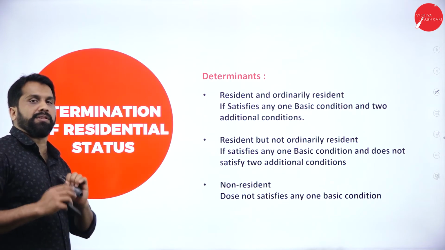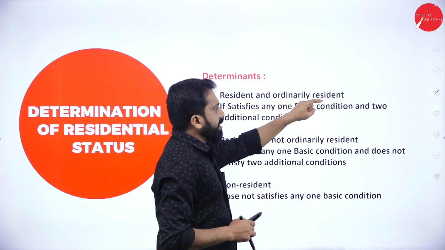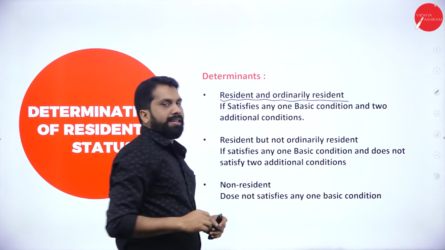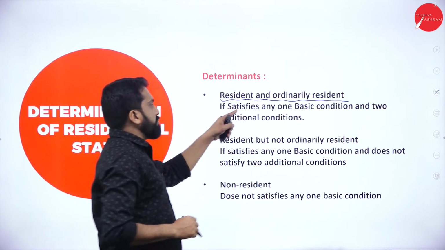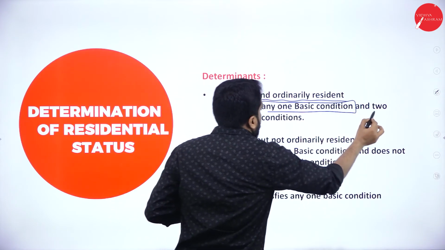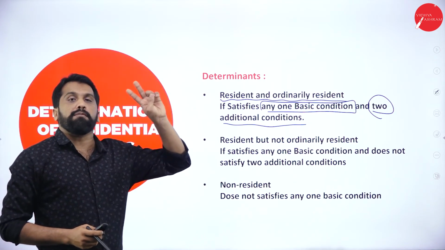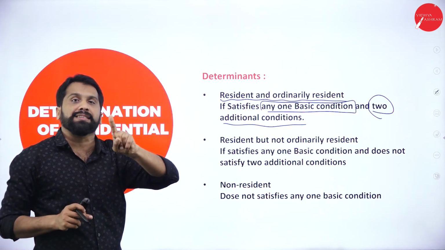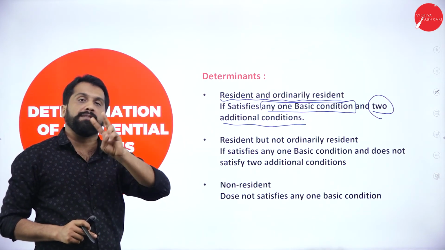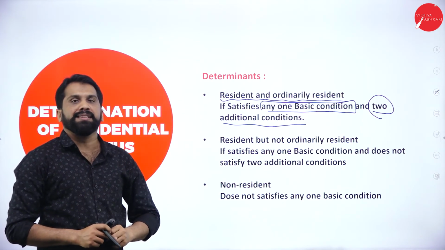Already I explained to you what the consequences are. Once again, I'll read out. Resident and ordinarily resident. If you want to become a resident and ordinarily resident, what should you do? Satisfy any one of the basic conditions and both additional conditions. As I told you, out of the 2 basic conditions, any one, you will become resident. In the additional conditions, you should fulfill both. You will become resident and ordinarily resident.